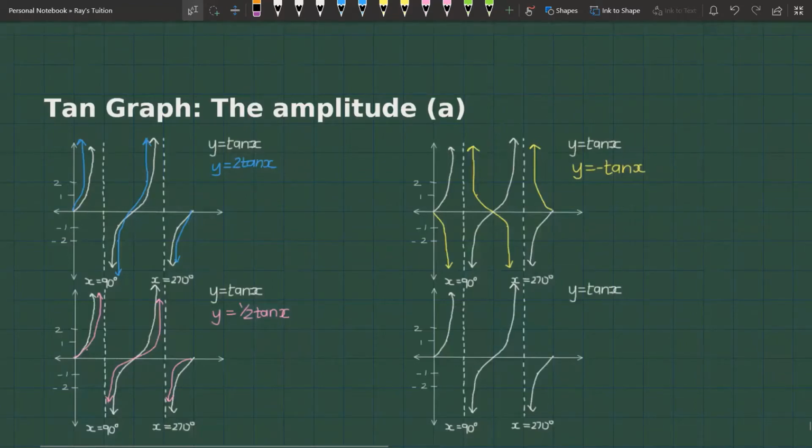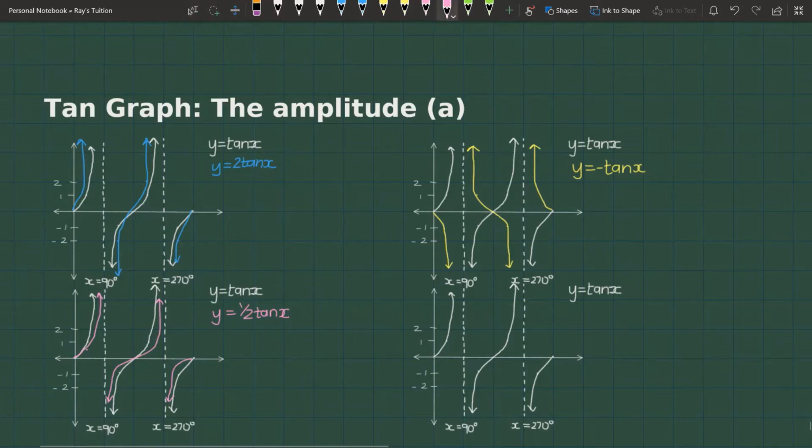Everybody, and welcome to this video on the tan graph. In this video, we will be looking at the amplitude, or the A parameter. Now, the tan graph is not like the cos graph at the minimum or maximum, so for the amplitude we will be having to look at different points.